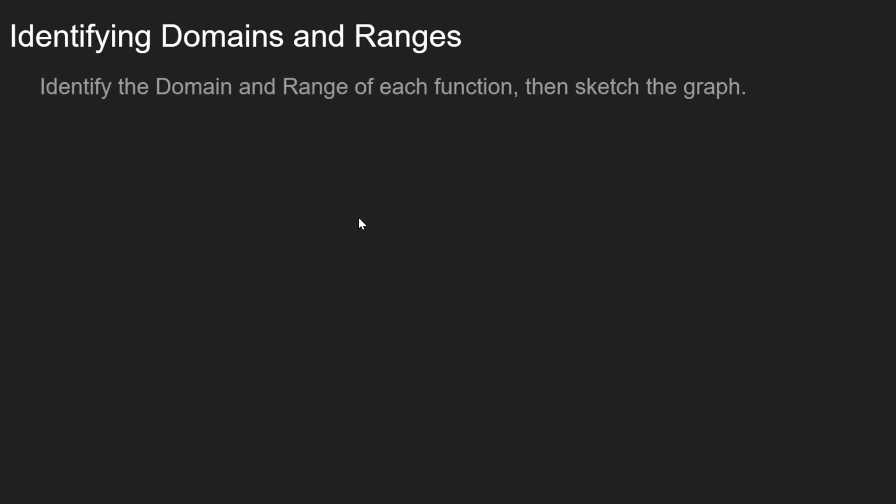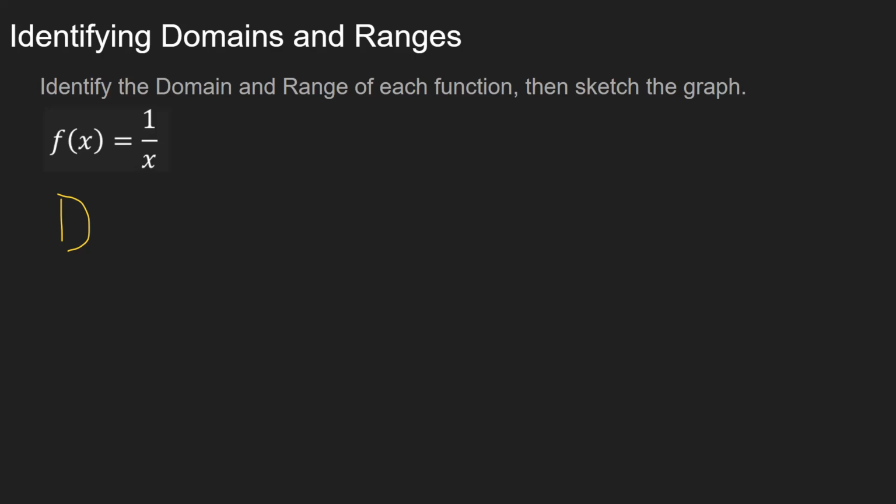All right, so let's talk a little bit about identifying domains and ranges of functions. We want to identify the domain and range of each function and then sketch the graph. So if you have f of x equals 1 over x, the domain is the set of all x values that make sense to plug into this function. You could plug in any number you want except what?